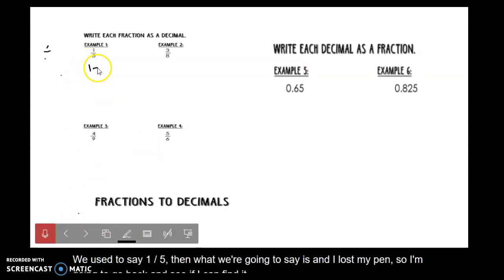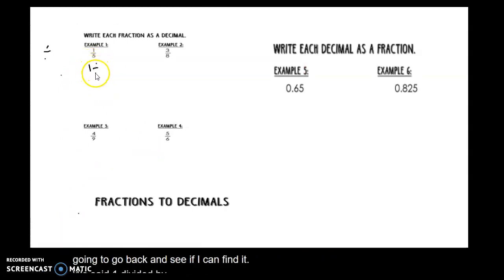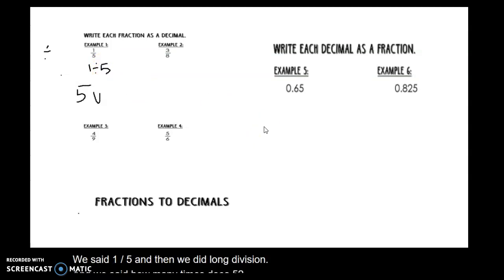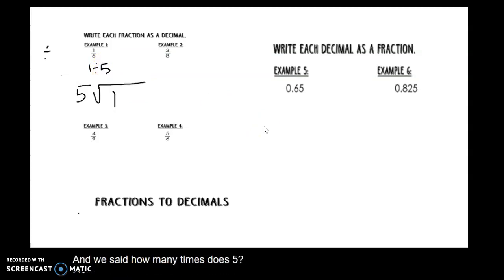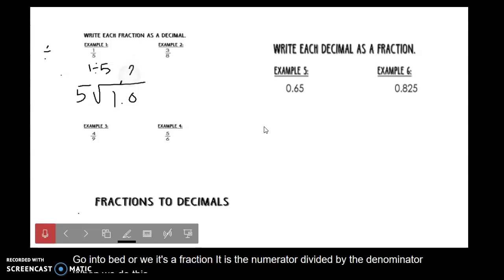We said 1 divided by 5. Oh, and then we did long division. And we said, oh, how many times does 5 go into 1? Or we now know it's a fraction. It is the numerator divided by the denominator. So when we do this division, we can actually see that 1/5 is the same as a terminating decimal, 0.2.